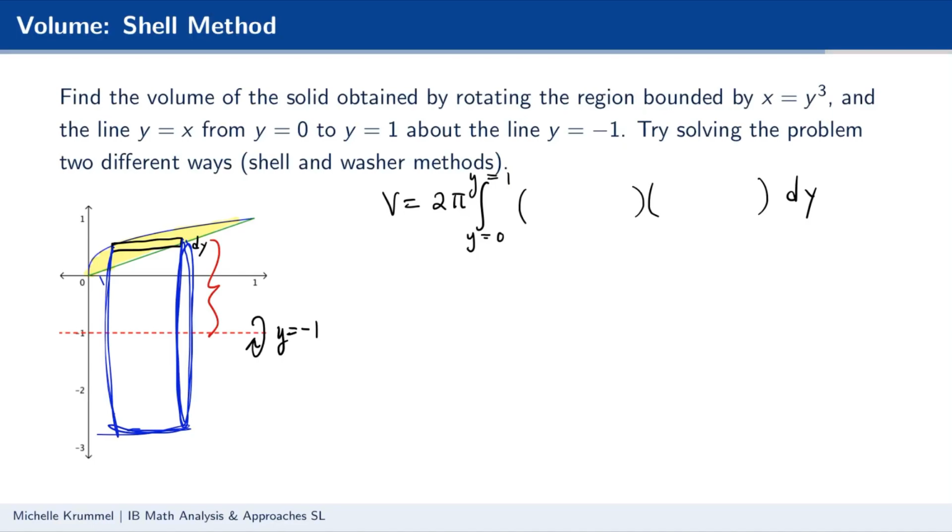It's a vertical distance, so I'm going to do top y minus bottom y. The top y right here is just y. If that's the point x comma y, I'm just going to call that y. The bottom y right here is -1. And so my radius is going to be y minus -1, which turns it into y plus 1.